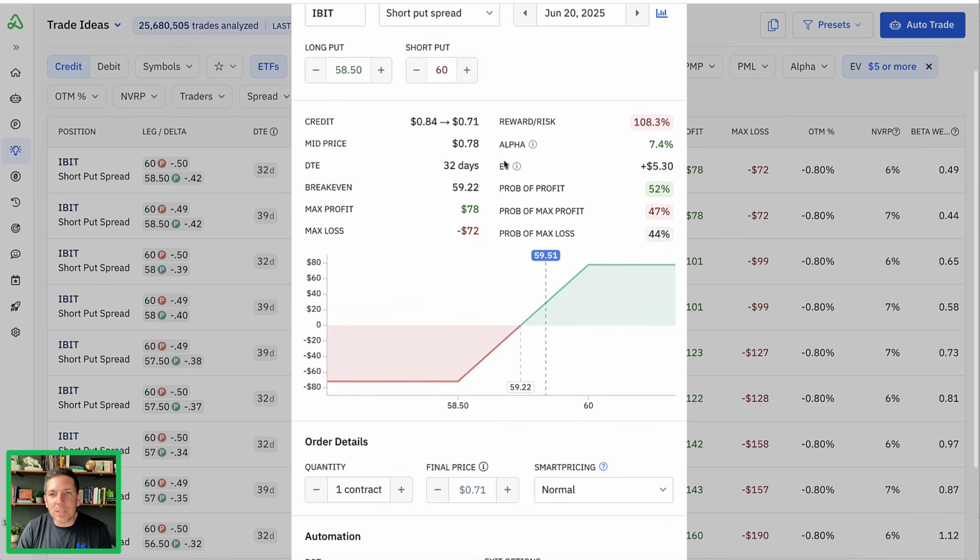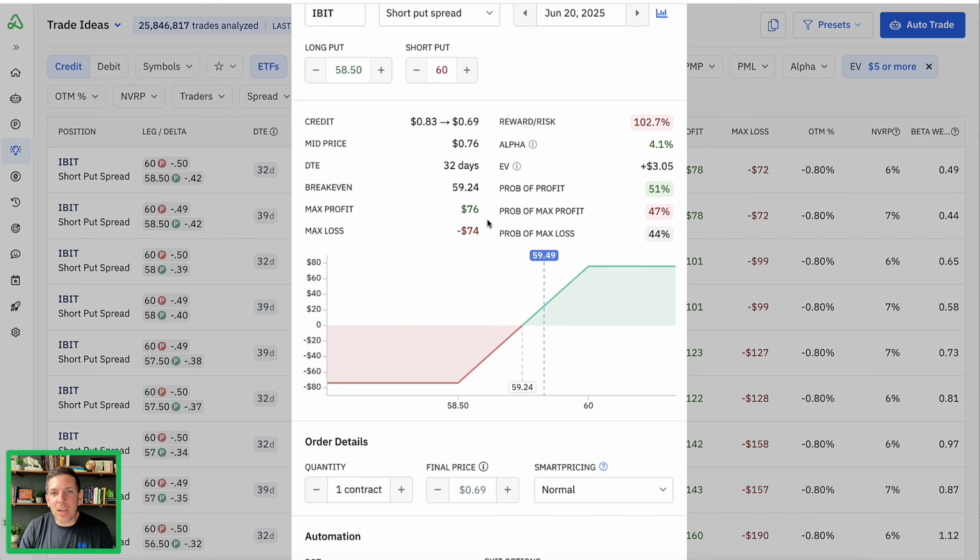Now this one's a little bit different because this one right here, you have a maximum profit of $78, a maximum loss of $72. Again, we calculate your break-even point here for you. Stock's trading at about 59.51. You get your probability of profit at about 52%. So that's right here at the break-even point. So it's about a half-half coin flip trade. You could think about it as essentially a coin flip trade. Half the time you're going to win, half the time you're going to lose.